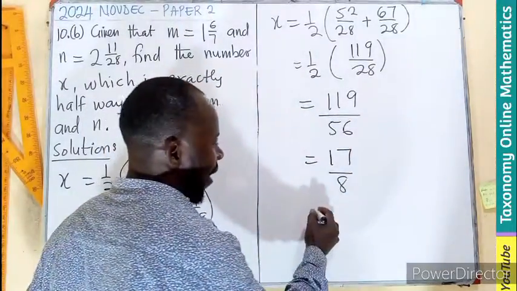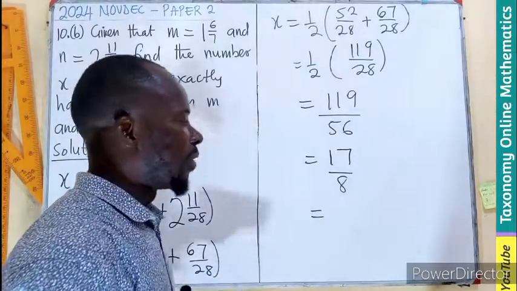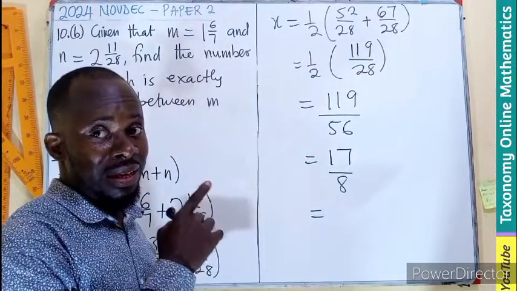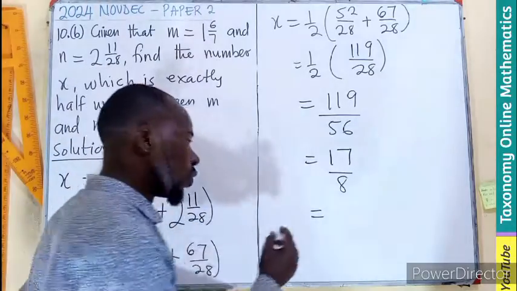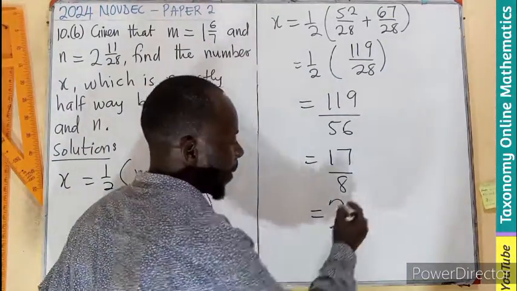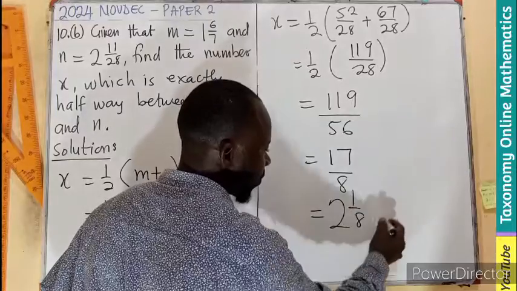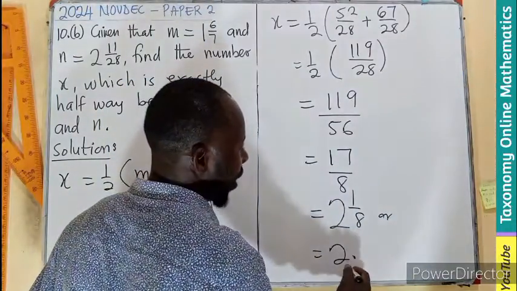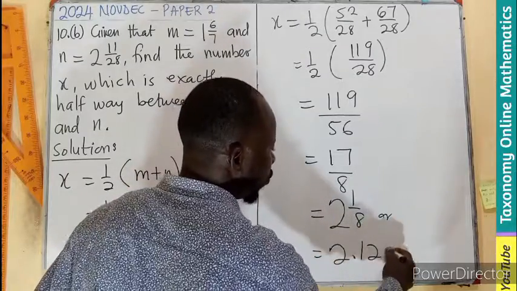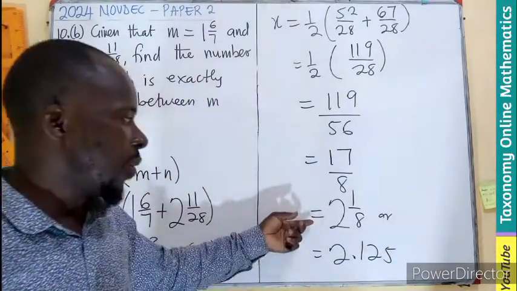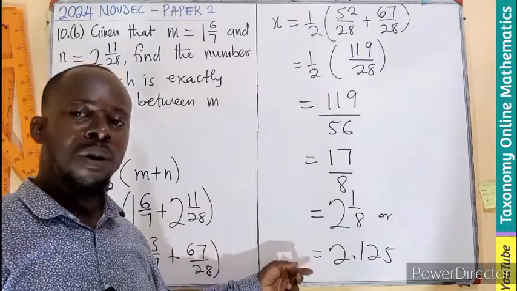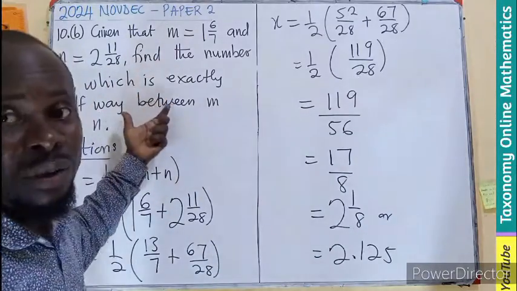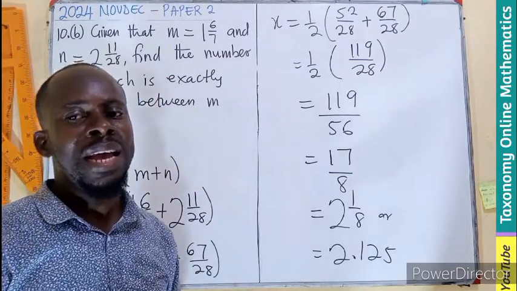In terms of mixed fraction, 16 times 16 is 8 times 2. So 2 whole number, 1 on 8. Or in terms of decimal, it should be 2 point 125. So either we leave the answer in this form or in this form. This will be the final representation of x being halfway of m and n.